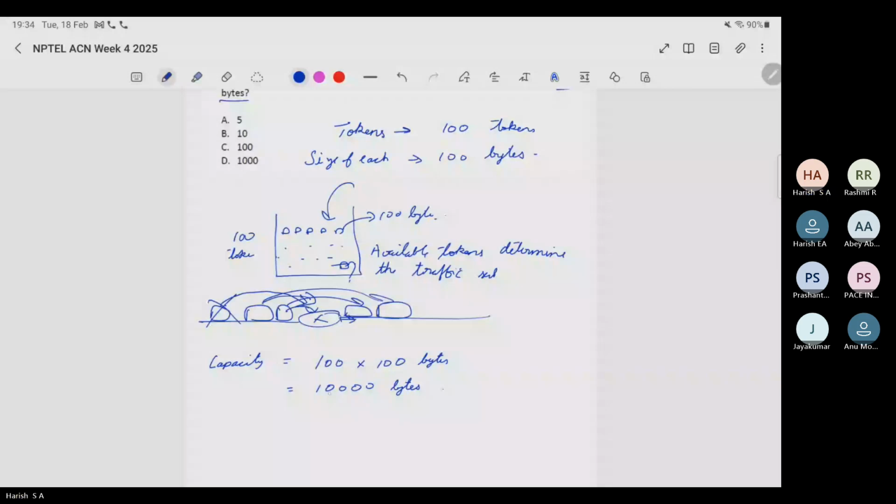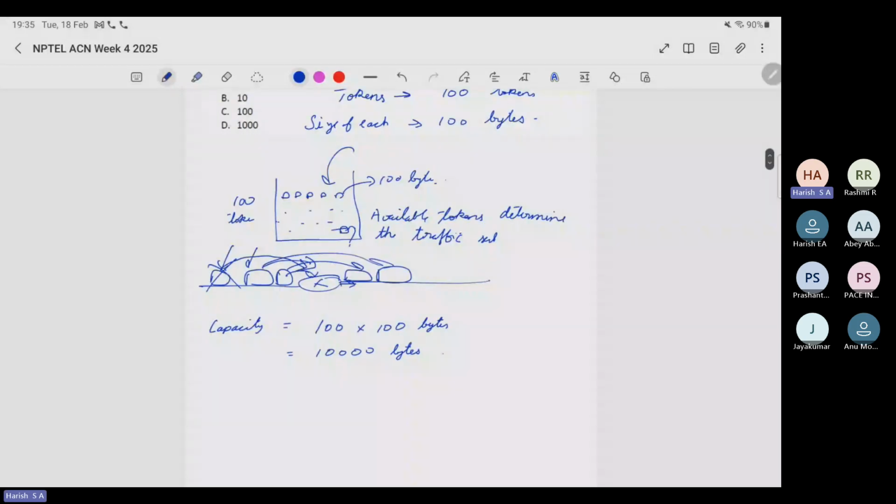But now they're asking how many packets can be transmitted per second if the packets have a fixed size of 1000 bytes. Okay, so what is the size of each packet here? So you saw that packets were coming on this end, right? The size of each packet is how much? It's 1000 bytes.